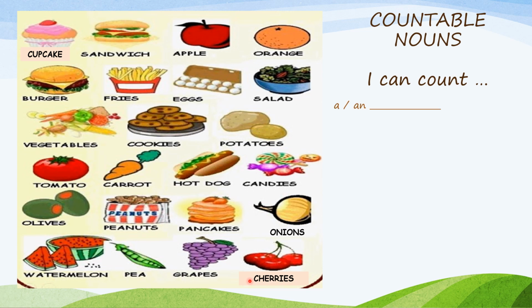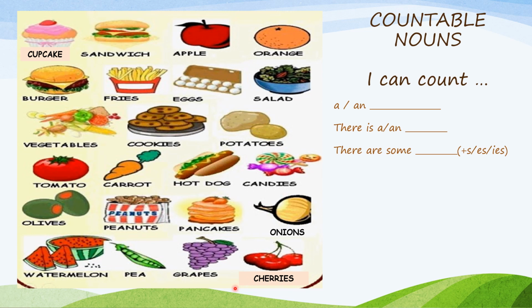So when they are countable nouns, you can use a or an. So for example, you say a cupcake, an apple, a burger, an orange, okay? Right, so you can use there is if there is only one. So for example, there is a potato, there is an olive, okay? You use there are some when there are many. So for example, you say there are some fries, there are some vegetables, there are some potatoes, okay?